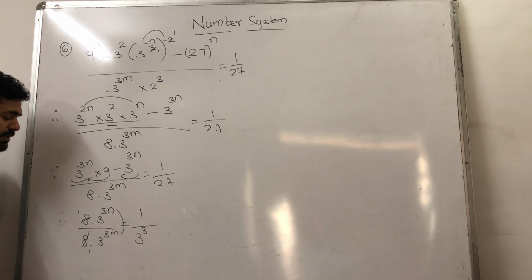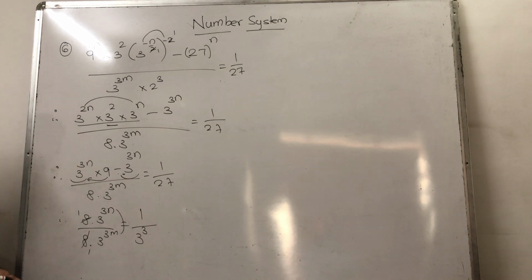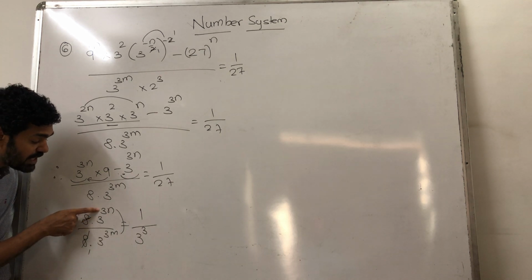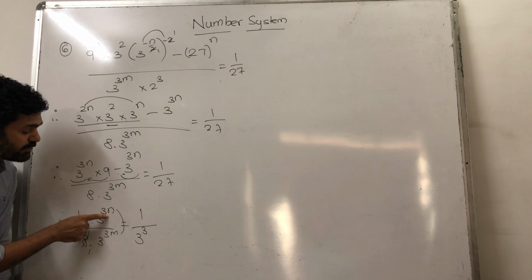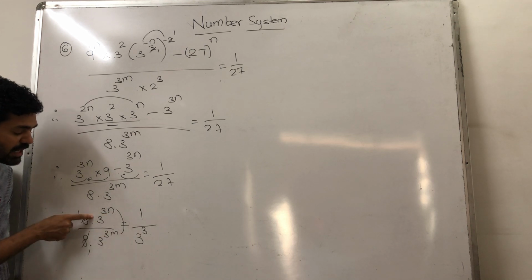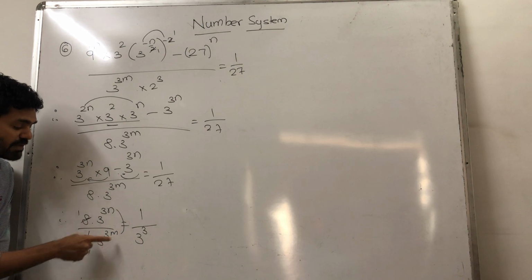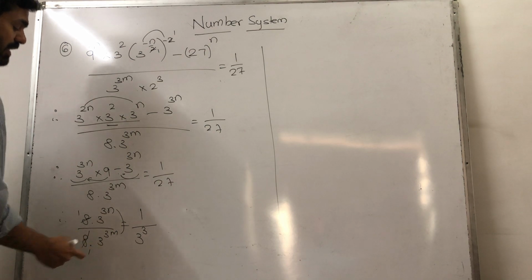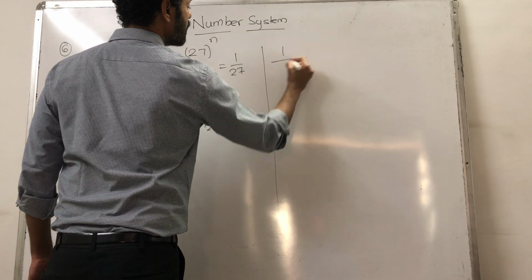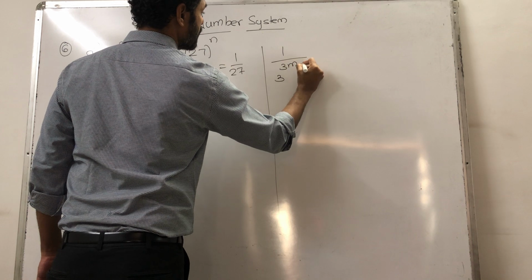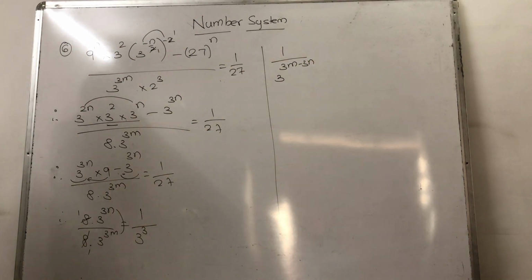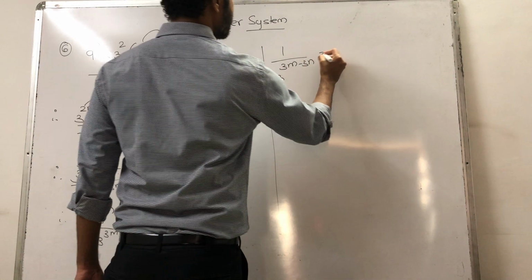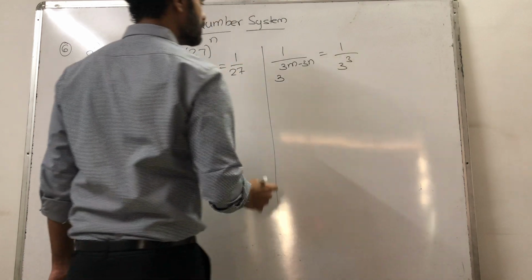Now in power division, what do we do? We subtract the power. If you take 3m to the numerator, it will become 3 raised to 3n minus 3m. And if you take 3n to the denominator, it will become 1 upon 3 raised to 3m minus 3n. So I am going to write 3 raised to 3n by 3 raised to 3m as 1 by 3 raised to 3m minus 3n, since I have subtracted the power. In the RHS I write 1 by 3 cube.